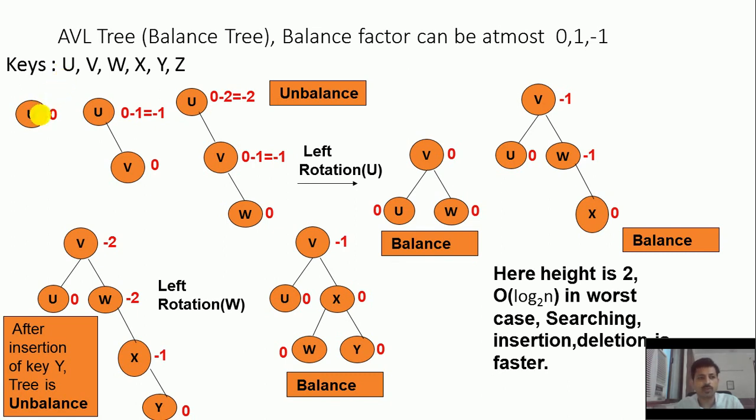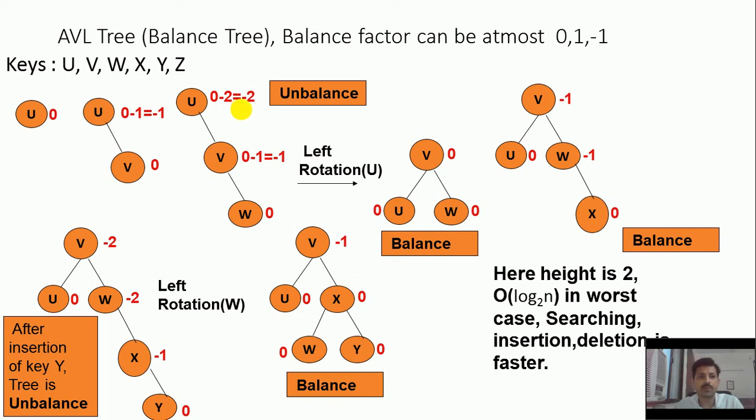Node U comes, and we compute the balance factor, height of left subtree minus height of right subtree, that is 0. Then we insert node V. V is greater than U, so V comes on the right side. For node U the balance factor will be height of left subtree, that is 0, minus height of right subtree, that is 1, so -1. Then again we insert node W. When we insert node W, you can see that for node U the balance factor is -2. So this tree is unbalanced.